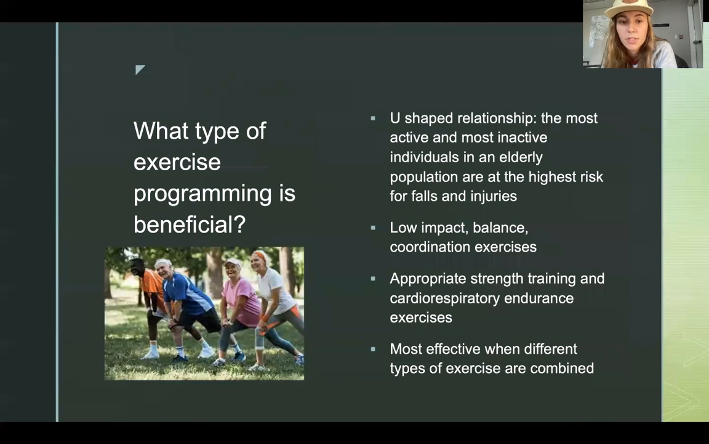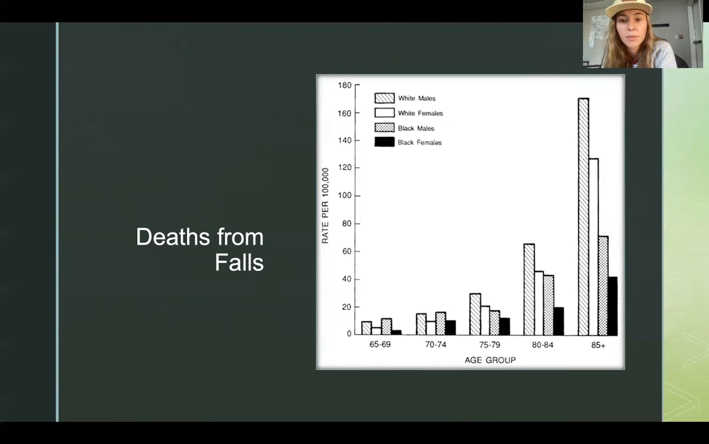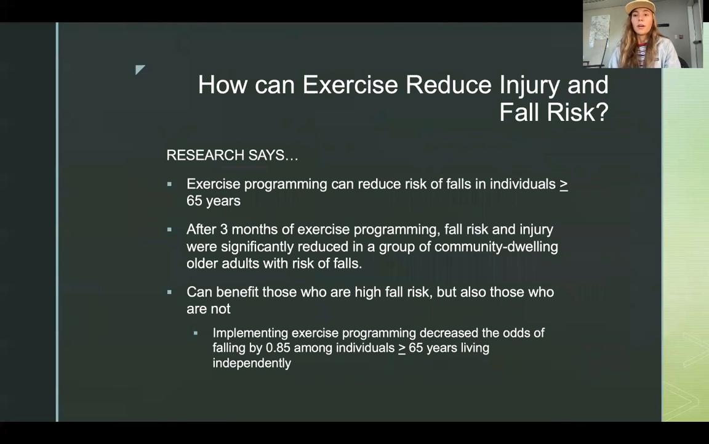All right. So mainly what I was thinking about was how can we prevent injuries from falls as an individual is aging. The research says that exercise programming can reduce the risk of falls in individuals that are 65 years of age or older.